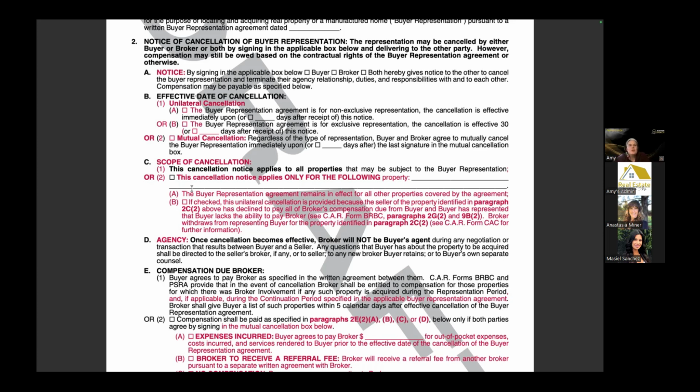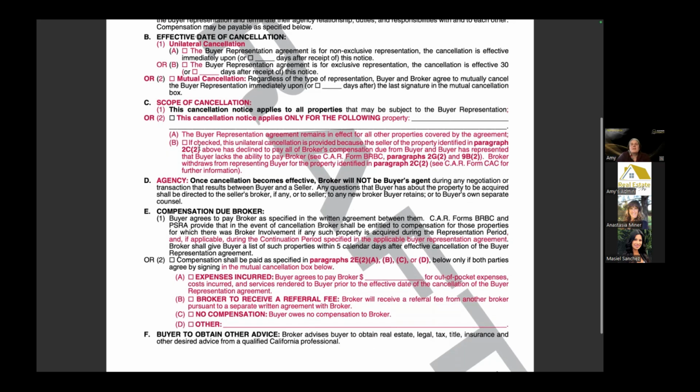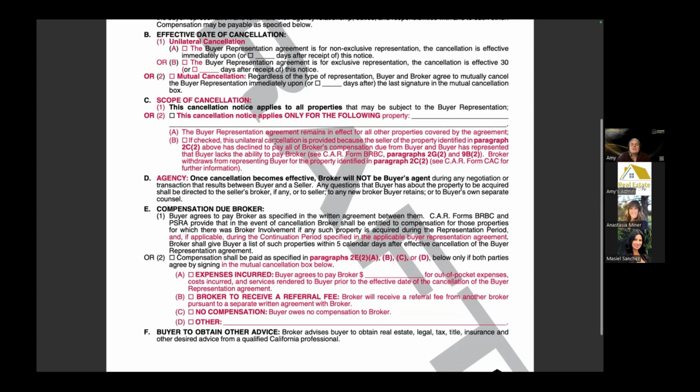Or you could do B2, which is mutual cancellation. Regardless of the type of representation, buyer and broker agree to mutually cancel the buyer representation immediately upon or blank days after the last signature in the mutual cancellation box. Scope of cancellation. Cancellation notice applies to all properties that may be subject to the buyer representation, or it only applies for the following property. So if single property versus all of them. Buyer representation agreement remains in effect for all other properties covered by this agreement.